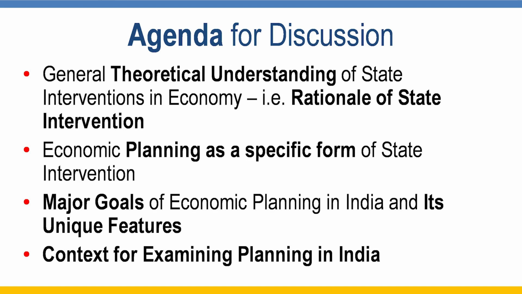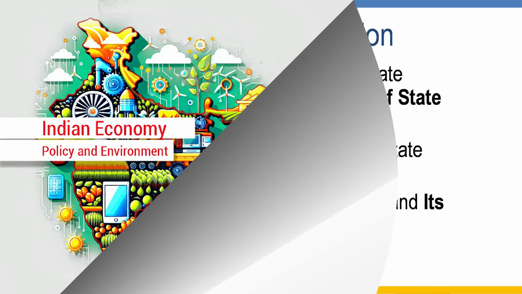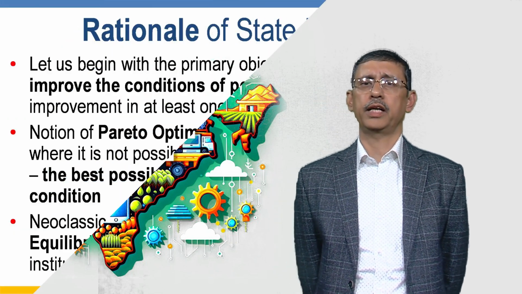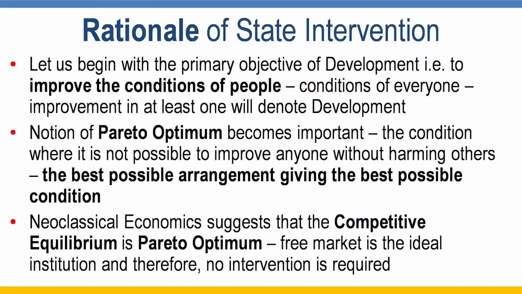In the third part, we will discuss the major goals of economic planning in India and its unique features. And in the last part, we will try to put forward a context for examining India's development in terms of planning in India. Now let me come to the first part of this discussion, that is, understanding the rationale of state intervention in the economy.